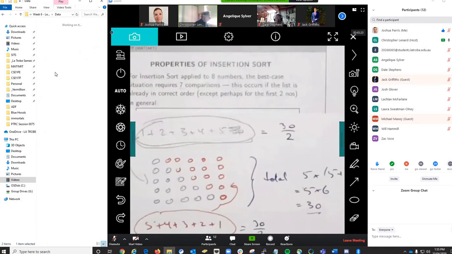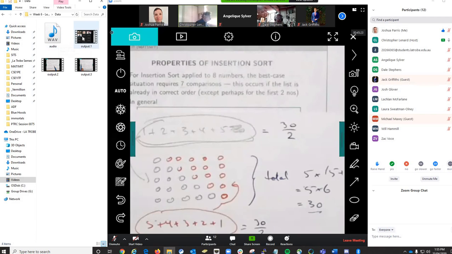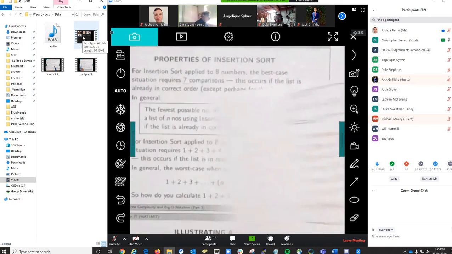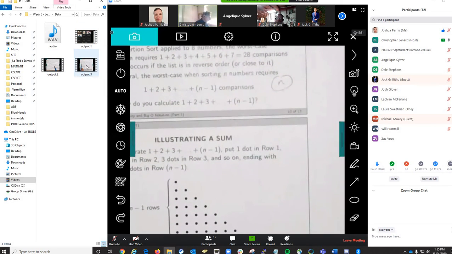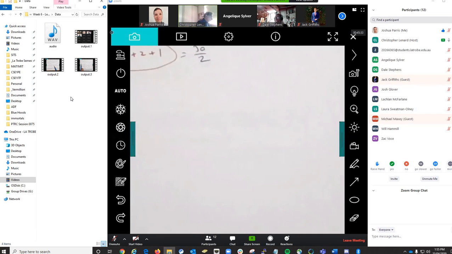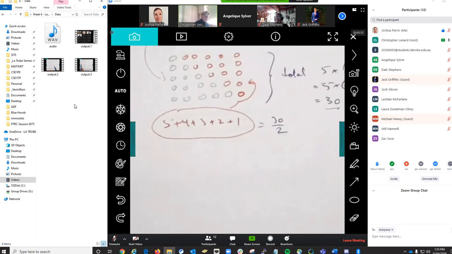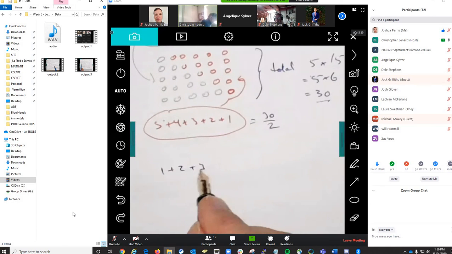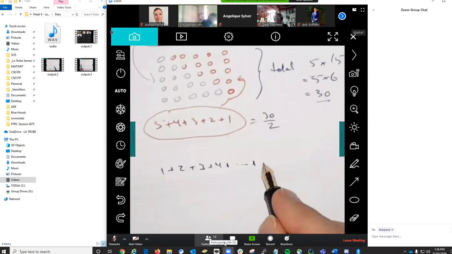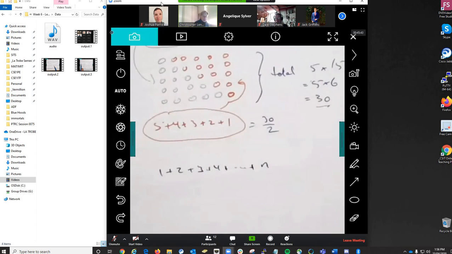So you can see that there's nothing really special about 5. I could have had, better do it this way, I could have had 1 plus 2 plus 3 plus 4 plus... I can end it at an arbitrary number.